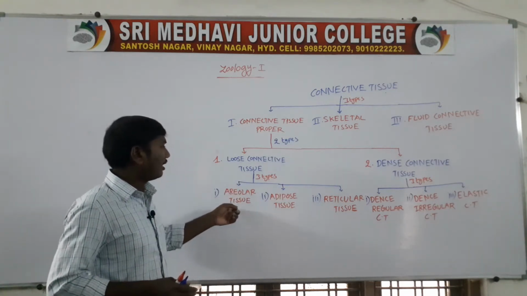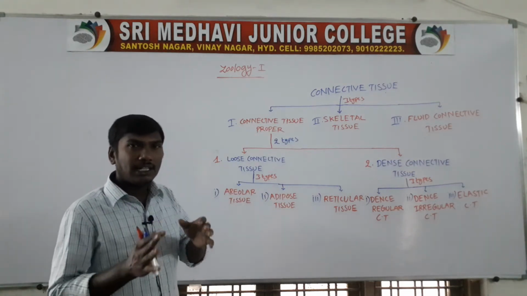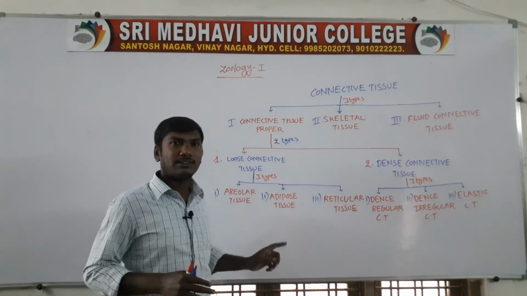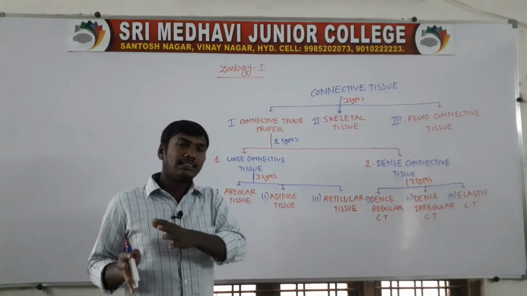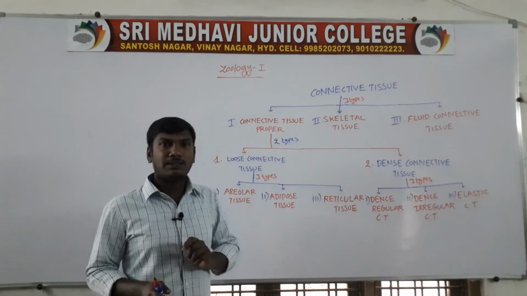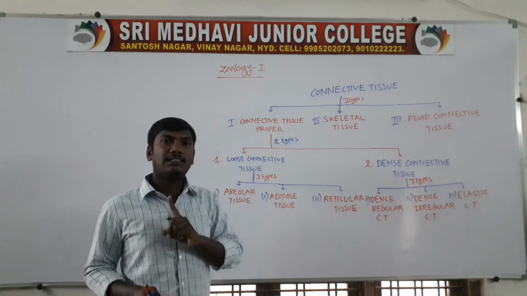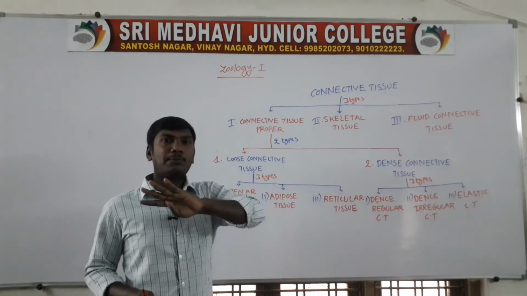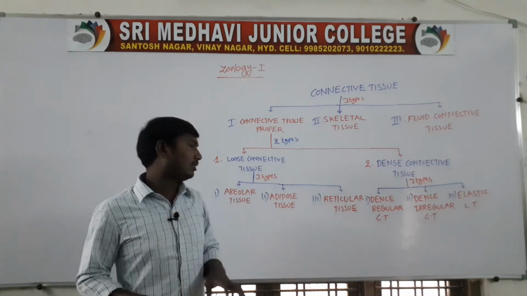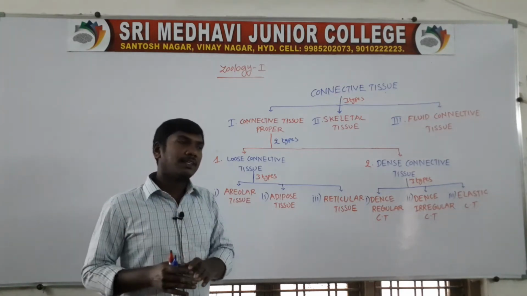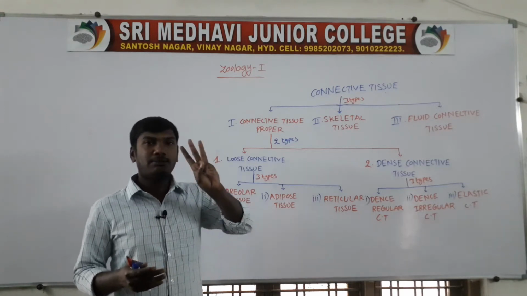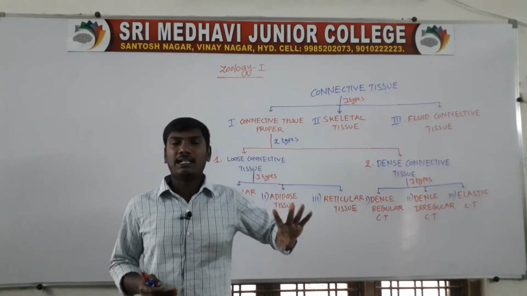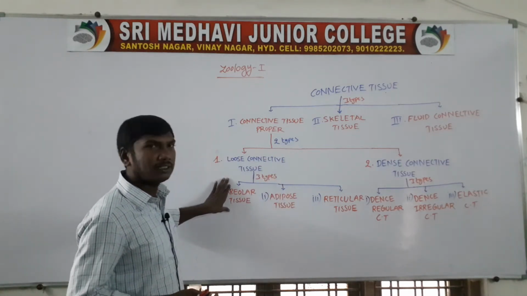First heading, areolar tissue. The areolar tissue contains cells and fibers. We completed areolar tissue in the previous class. The cells are of five types: fibroblasts, mast cells, macrophages, lymphocytes, and adipocytes. They are present on the fibers. There are three types of fibers: collagen fiber, reticular fiber, and elastic fiber.